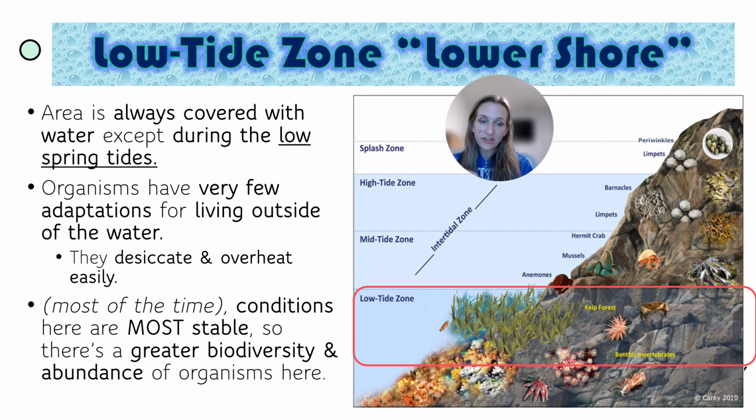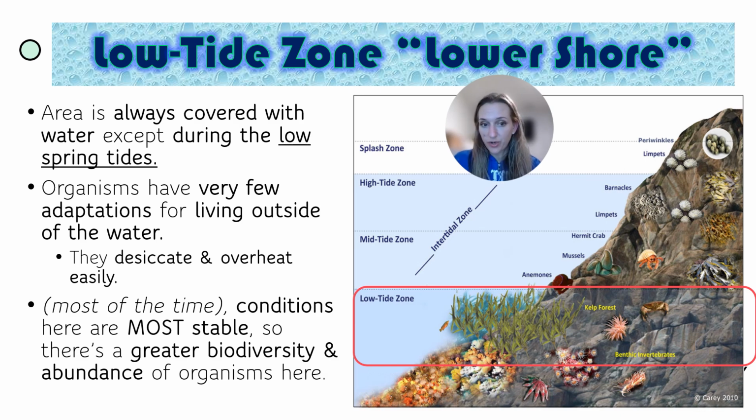So very few adaptations. A lot of these are going to be more soft-bodied organisms. Maybe they can move so that if it does start to get like a stressful environment and you're exposed too long, then you can go to a lower part of the shore, or maybe even just find a tide pool, hopefully. Anyway, they desiccate and they overheat very easily.